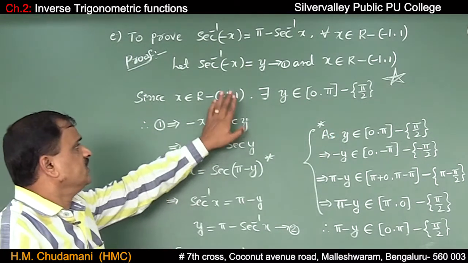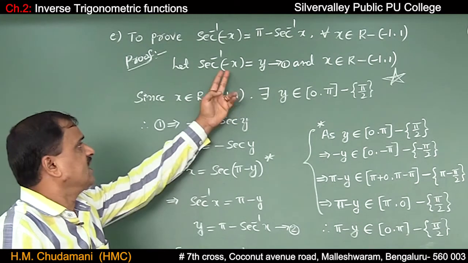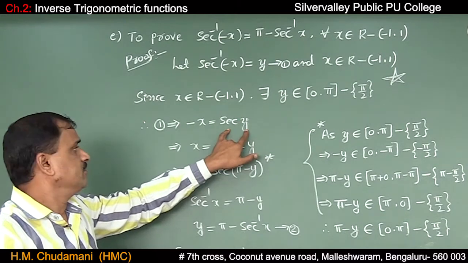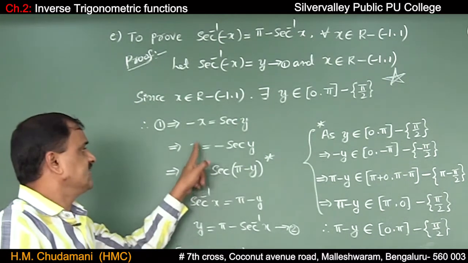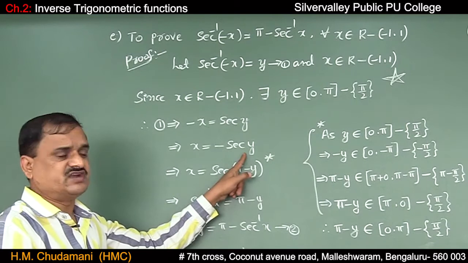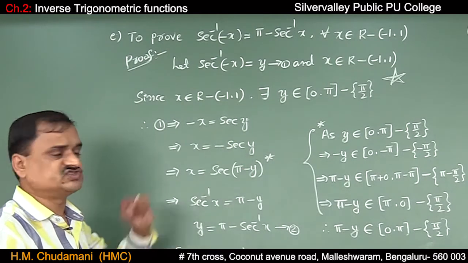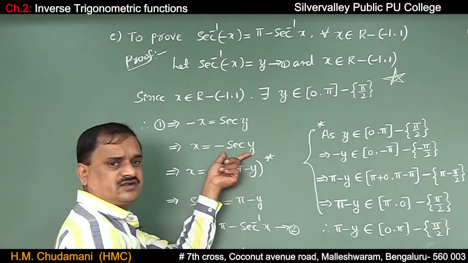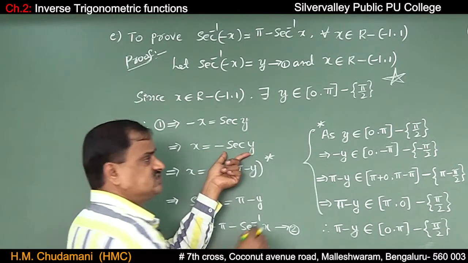So therefore equation 1 can be written as minus x is equal to secant y. X is equal to minus secant y. Multiply with minus sign. Now secant of minus theta is plus secant theta.